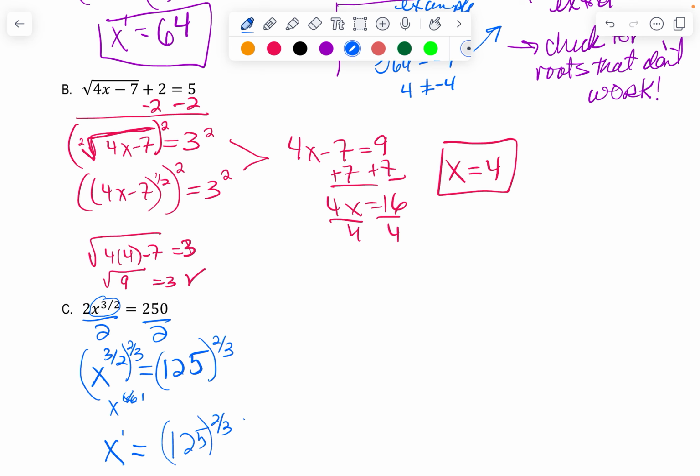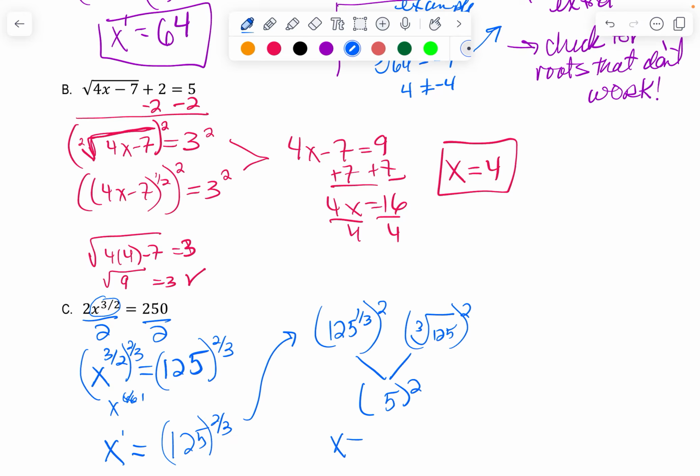And we're going to have to simplify that like we've already been doing. So I have 125 to the 1/3 squared, or you can write it as the cube root if you'd like to see it that way, either one. But these will both come down to a 5 squared, which gets me x equals 25.